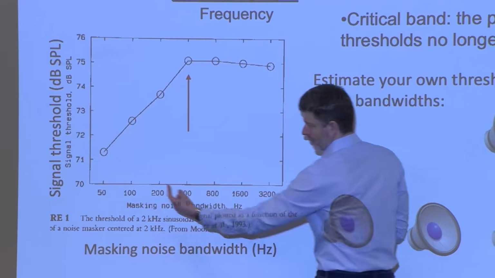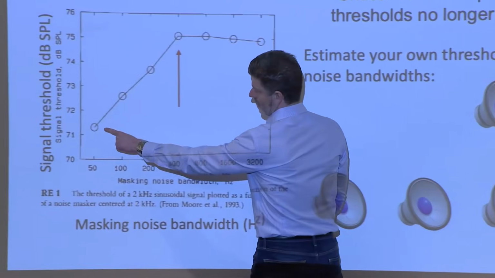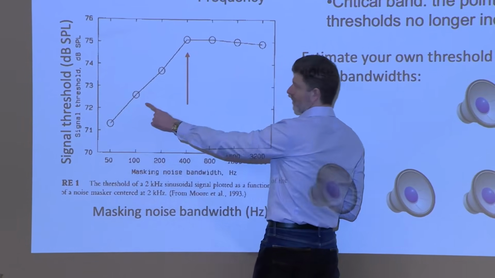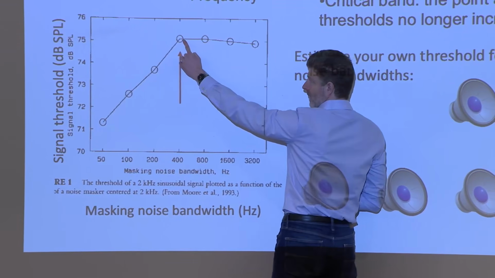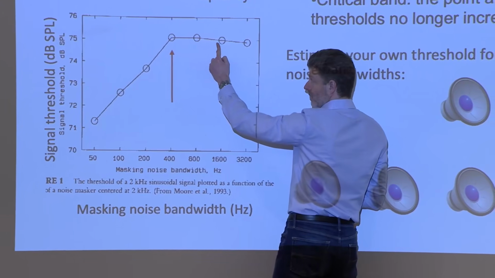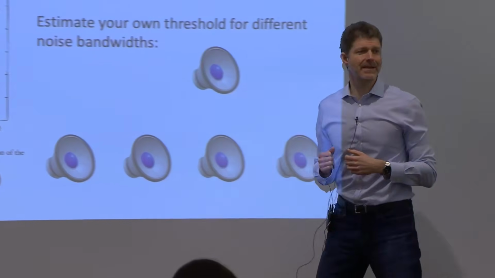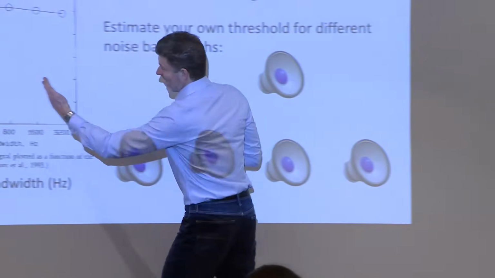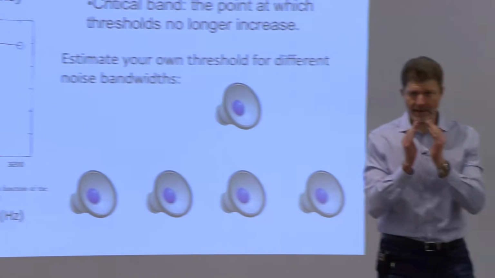So over here, the masker is very narrow, and the threshold is low. As you increase the bandwidth of the masker, the threshold goes up. And then there's this magical point at which, if you continue to increase the bandwidth of the masker, the signal threshold does not continue to increase. And the intuition here is that at this point, you've hit the bandwidth of the filter that you're using to detect the signal.